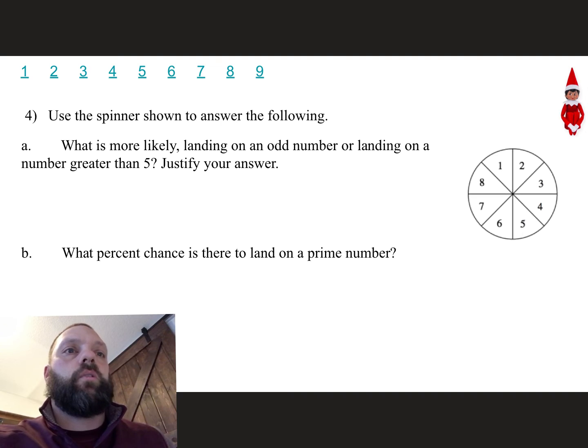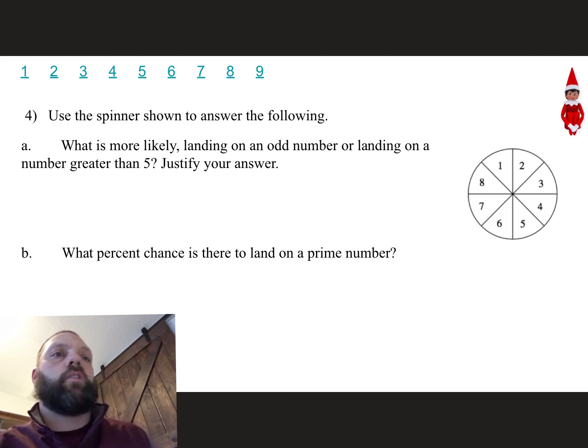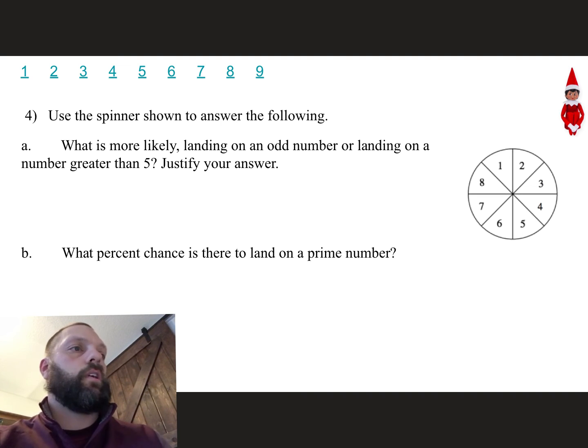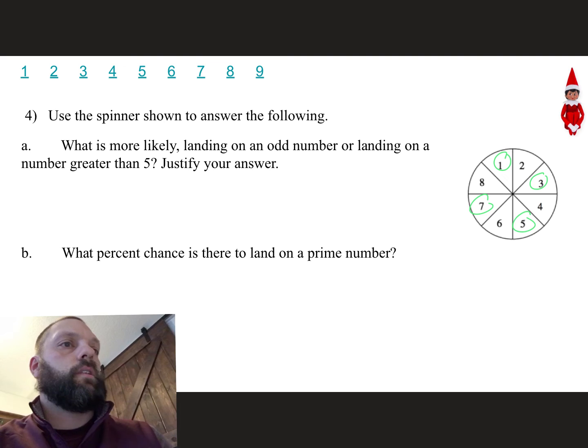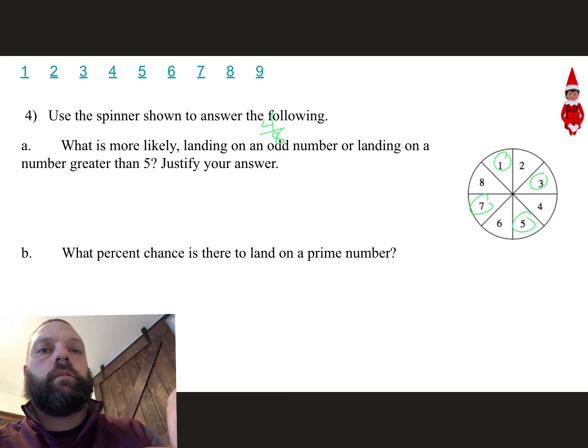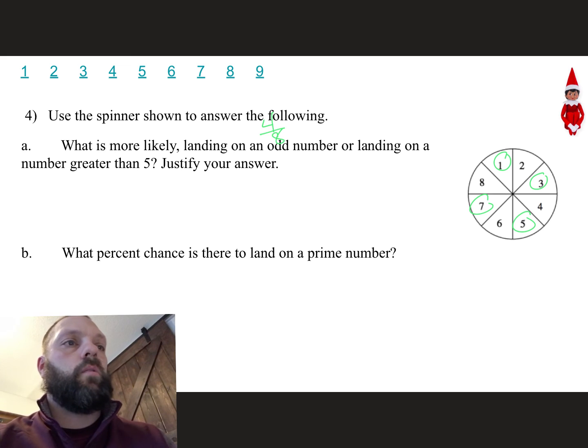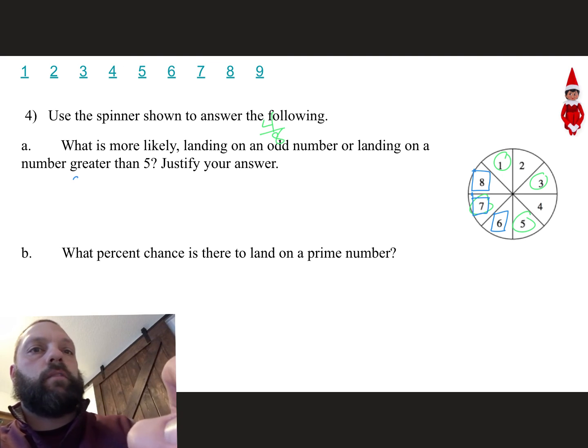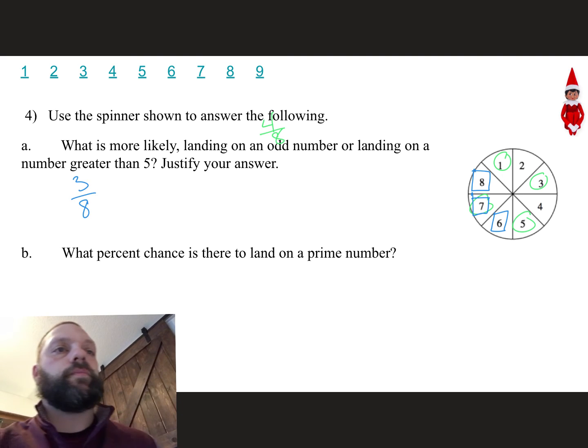All right, let's take a look at this one. Use the spinner shown to answer the following. What is more likely, landing on an odd number or a number greater than 5? So let's start with odd: 1, 3, 5, 7. That's going to give me 4 out of 8. Then we are looking at a number greater than 5. So I have that, that, and that, which is going to give me 3 out of 8.